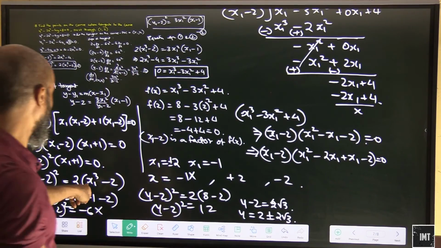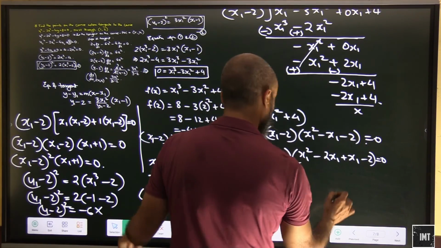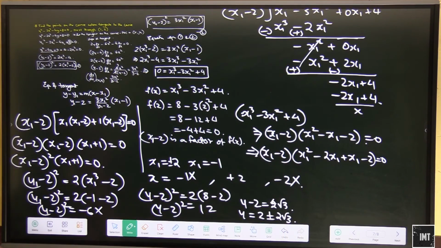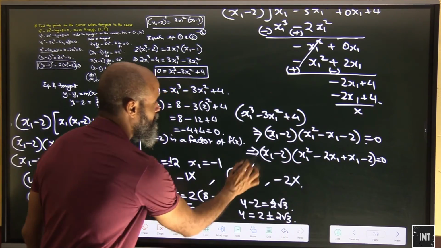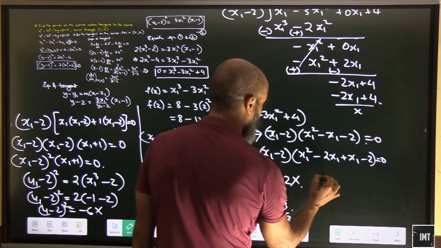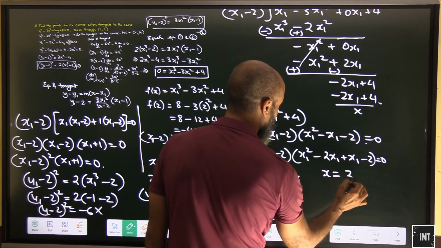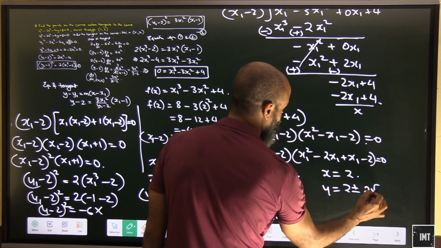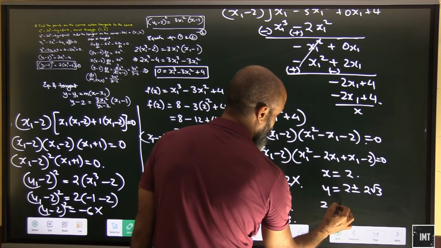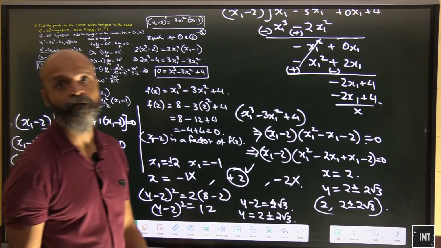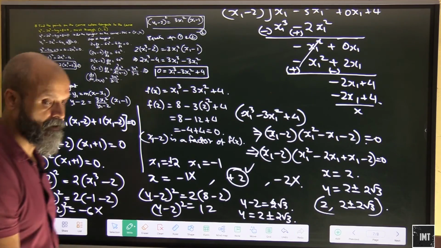Same will go with -2 as well. So again -2 cannot be accepted because this will give us a negative value. So the only value that can be accepted here is 2. Both -1 and -2 cannot be accepted. So we have here x = 2 and y = 2 plus minus 2 under root 3. So the points will be (2, 2 plus minus 2 under root 3). That's how the values will be.